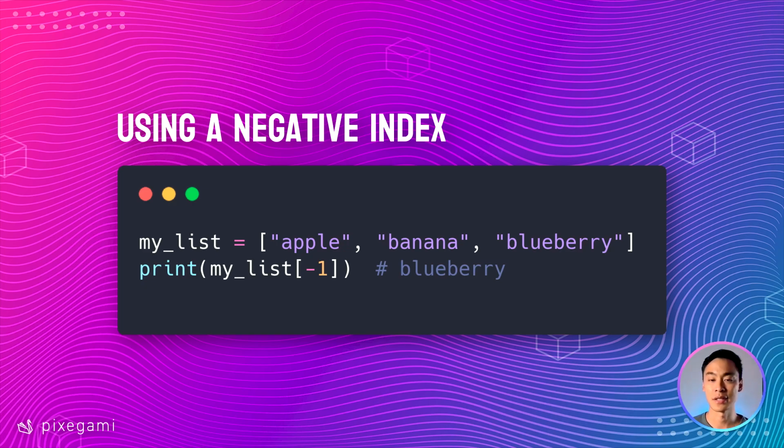If I have a list like this, then I access index at -1, it's going to print blueberry because that's the last item inside the list. And then to access banana, I can use index -2. By the way, I also encourage you to try out all these code snippets inside your code editor as well, just so you can get some hands-on experience with them.